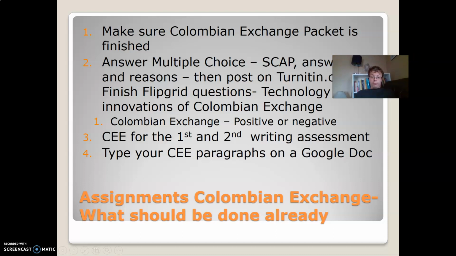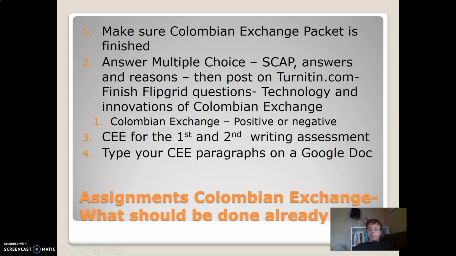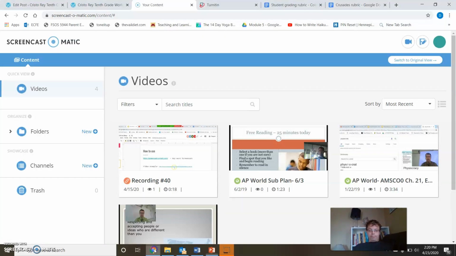First, let's start off with what should be done for the Columbian Exchange. Number one, make sure your Columbian Exchange packet is finished completely. Then you need to answer the multiple choice questions in this gap and turn that into turnitin.com. So let's look at those first two, how to get those done.